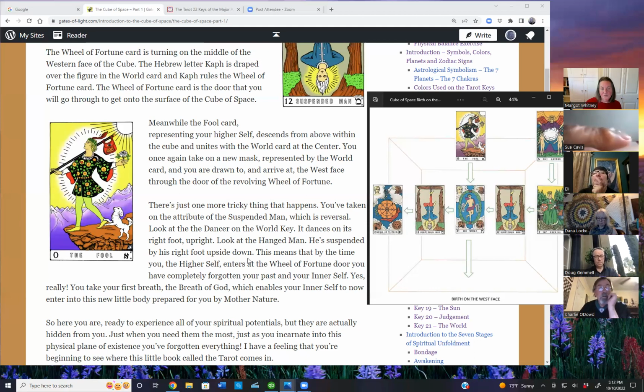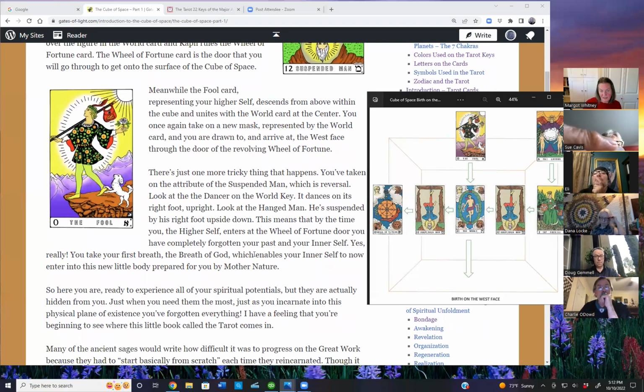Okay, there's just one more tricky thing that happens. You've taken on the attribute of the suspended man, which is reversal. Look at the dancer on the world key right here. It dances on its right foot upright. Look at the hanged man. He's suspended by his right foot upside down. This means that by the time you, the higher self, enter at the Wheel of Fortune door, you have completely forgotten your past and your inner self.